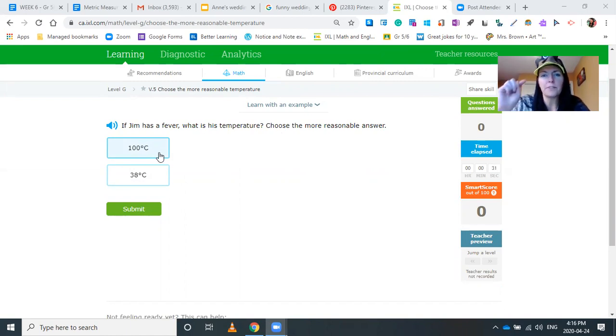If you've ever had a splat of water on your skin, if it's been boiling, that burns like crazy. So that's not what it feels like when you have a fever, right? Our temperature needs to be 36, 37 degrees. If it's at 38 degrees, then you definitely have a temperature. If we were at 100 degrees, I don't think we would survive, right? So 100 degrees is definitely not the more reasonable temperature.